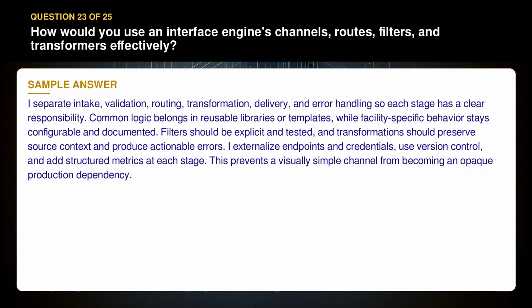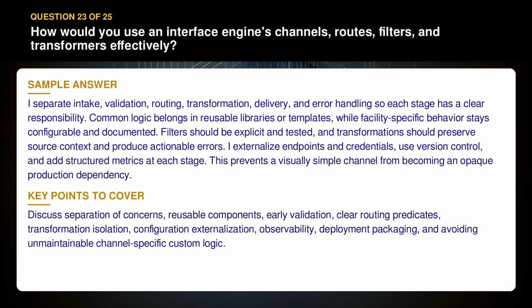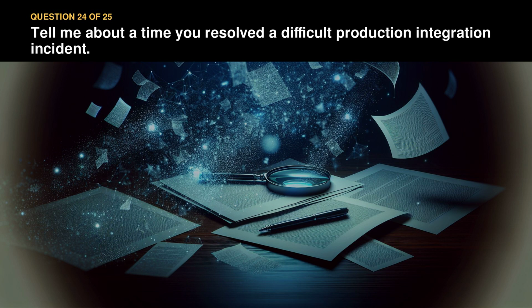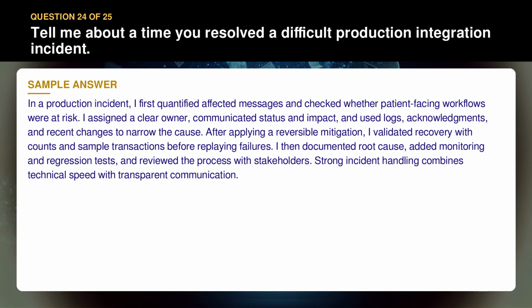This prevents a visually simple channel from becoming an opaque production dependency. Discuss separation of concerns, reusable components, early validation, clear routing predicates, transformation isolation, configuration externalization, observability, deployment packaging, and avoiding unmaintainable channel-specific custom logic. Question 24. Tell me about a time you resolved a difficult production integration incident. In a production incident, I first quantified affected messages and checked whether patient-facing workflows were at risk.